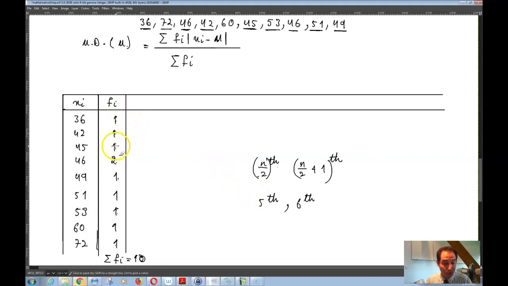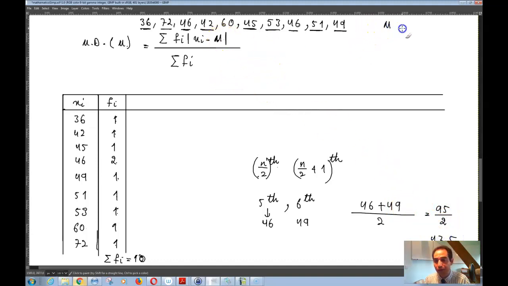So 1, 2, 3, 4, 5. This is your 5th observation, which is 46. And your 6th observation is 49. Now 46 plus 49 is 95, divided by 2 is 47.5. So the median of your data is 47.5.